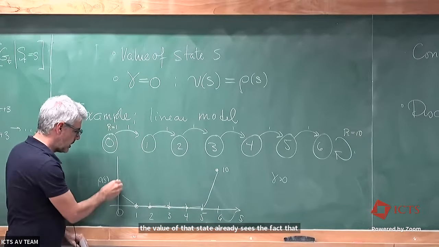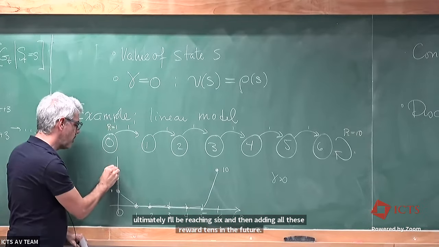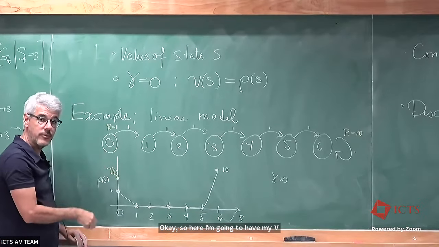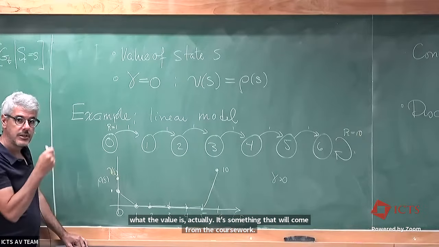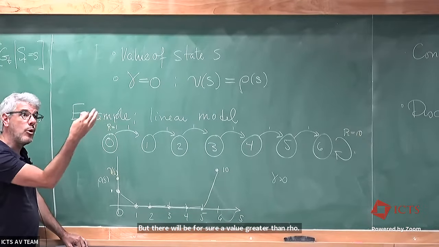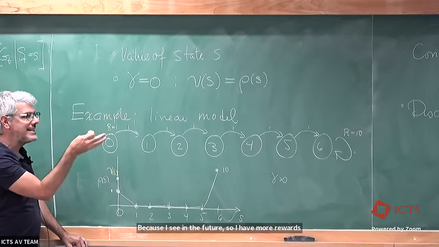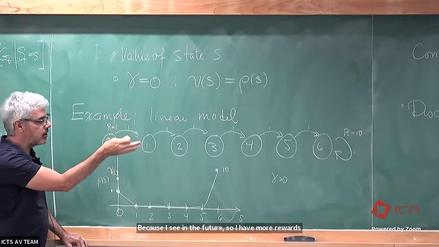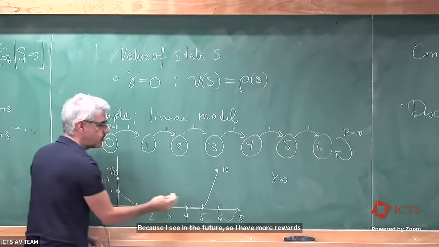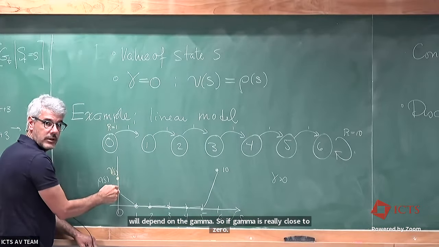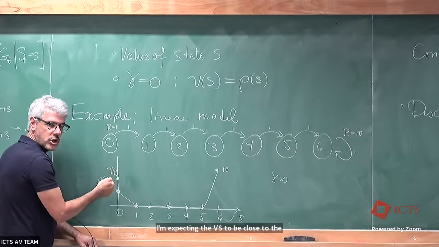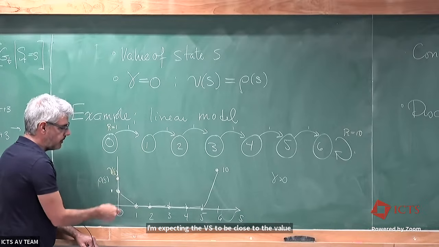Okay? So here I'm going to have my V of S. I don't know what the value is actually. It's something that will come from the coursework. But there'll be for sure a value greater than rho, because I see in the future, so I have more rewards coming, and then the weighting of those future rewards will depend on the gamma. So if gamma is really close to 0, I'm expecting the V of S to be close to the value here. But as soon as I switch on the gamma, I'm going to go above.